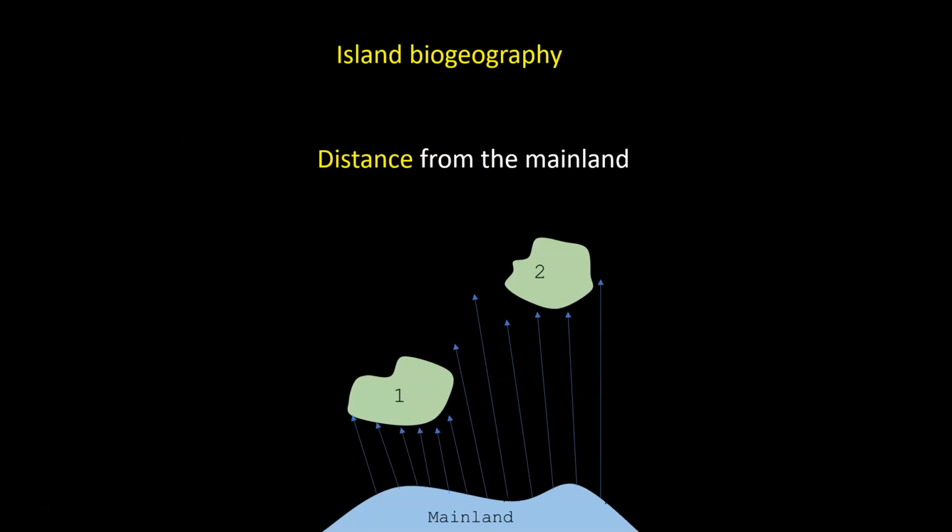Additionally, island biogeography tells us how distance affects species richness. If you have two equally sized islands, one close and one far from the mainland, you're going to find that the closer the island, the greater the rate of colonization or new arrivals. For example, in this graphic, you can see that 6 species colonized island 1, or the closer island, while only 2 species colonized island 2.